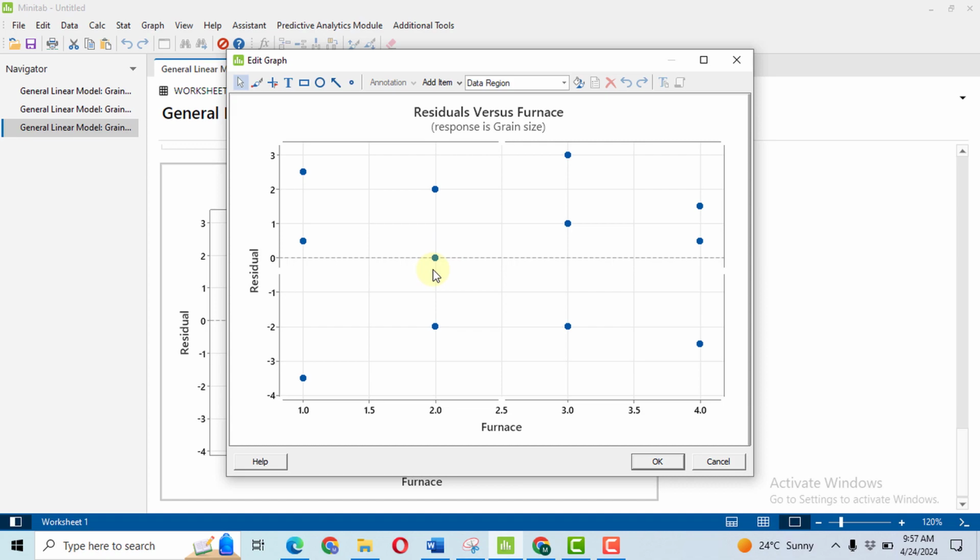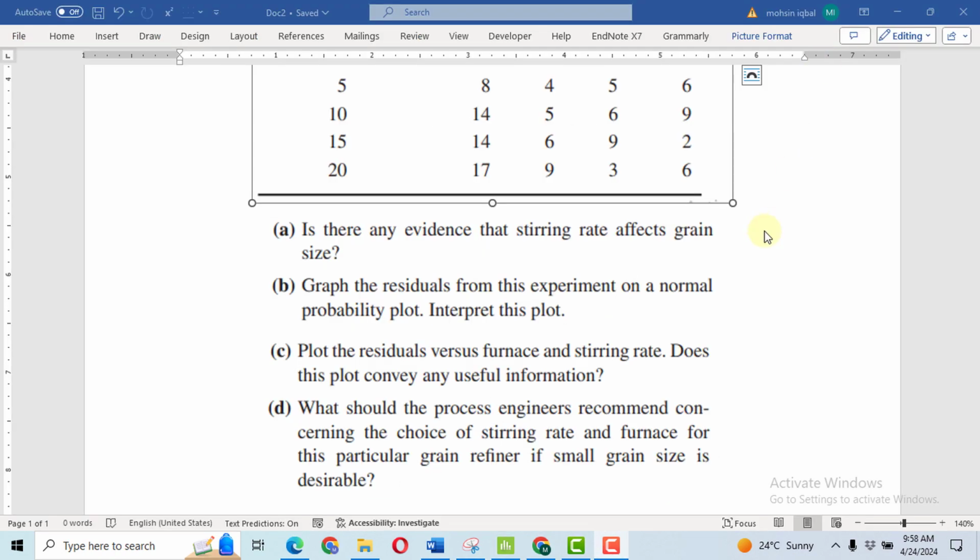then it means that there is a difference of the variation among different levels for that parameter. In that case, care should be given to the variation. So in this case, variance is found to be constant and the same. Now for the last part, what should the process engineer recommend concerning the choice of stirring rate and furnace for this particular refiner if small grain size is desirable?